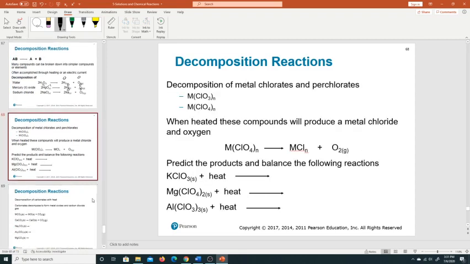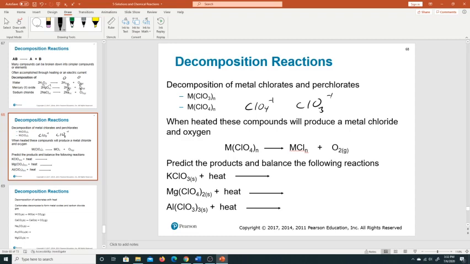These here are a review from Chem 1025. These examples here, at least when I teach the class, are review. These examples are the decomposition of metal perchlorates and metal chlorates. A metal perchlorate is a metal with ClO4 with some particular subscript, and a metal chlorate is MClO3 with some particular subscript. Recall that chlorate and perchlorate have a charge of -1: ClO4 -1, ClO3 -1. So the number of chlorates and perchlorates needed will correspond to the charge of the metal.